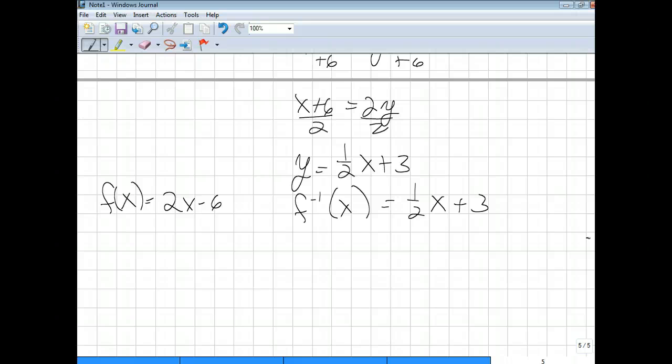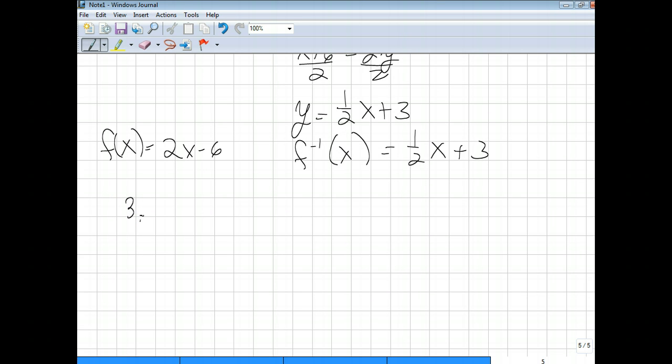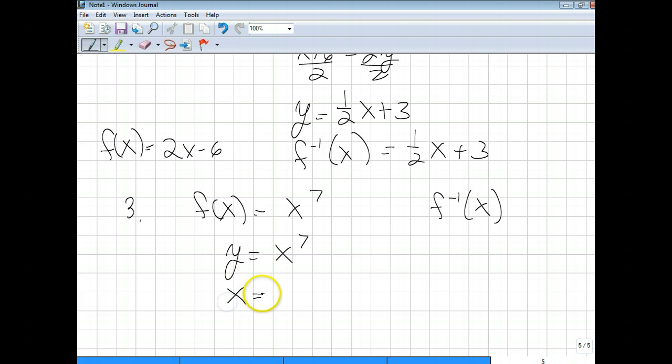If f of x is 2x minus 6, then f inverse is 1/2 x plus 3. And remember, when we graph these, they will be mirror images of each other. Okay, so let's try a third example. f of x equals x to the 7th. This does have an inverse function, and I want to find f inverse of x. Step number 1, replace f of x with y. Step 2, switch the x's and the y's. So they just switch places.